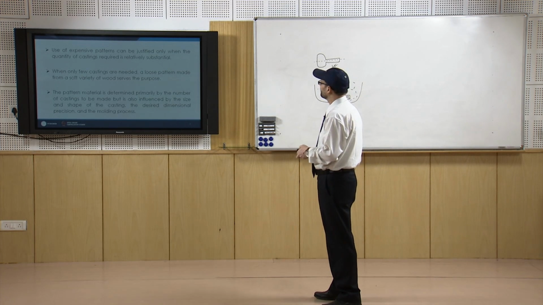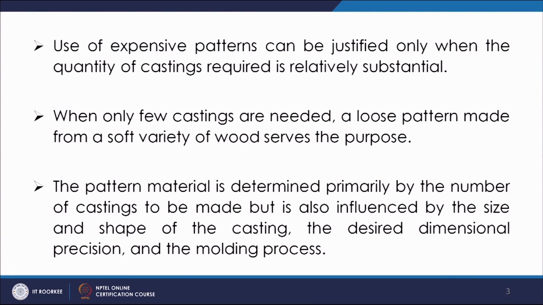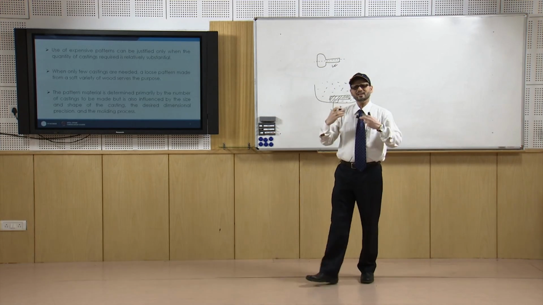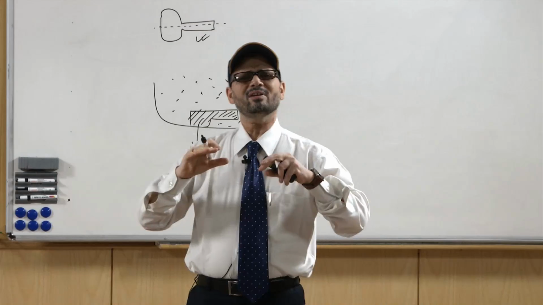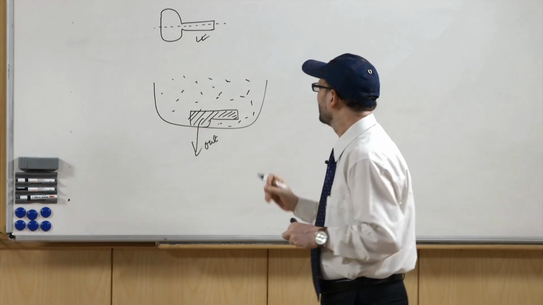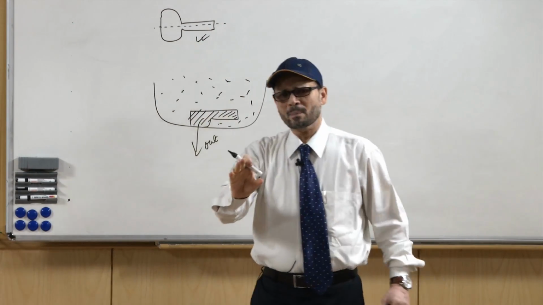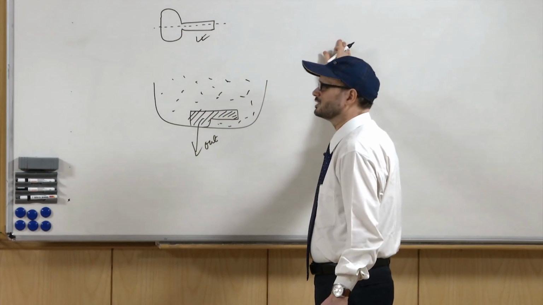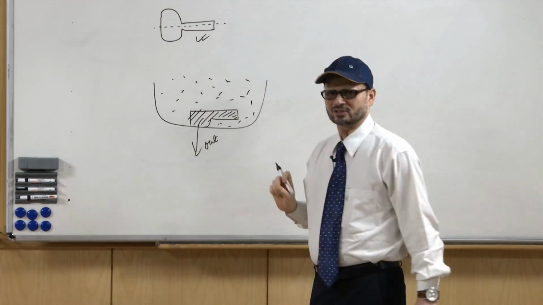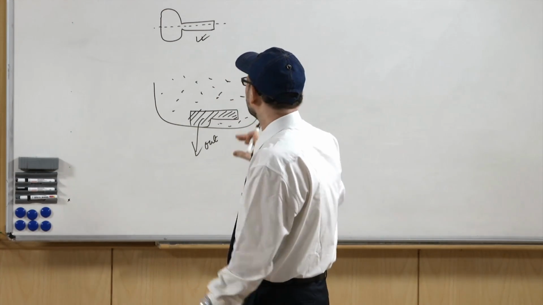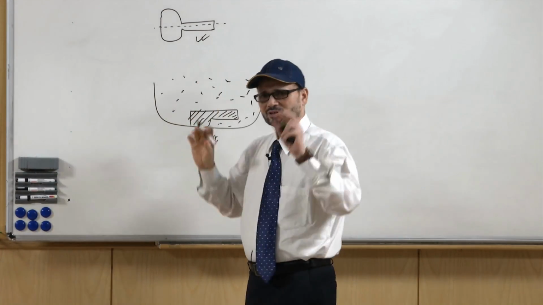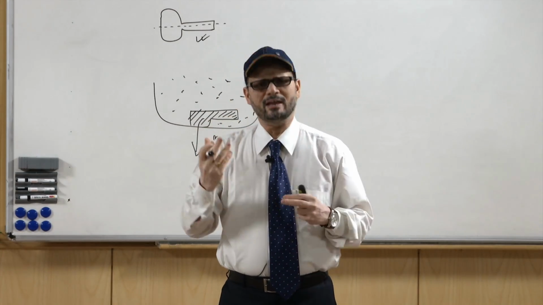Use of expensive patterns can be justified when the quantity of castings required is relatively substantial. Normally we have to see the degree or level of production for our unit. A pattern is used and then we take it out, and further we use the same pattern for another casting. As we know, the pattern can be used a single time, or it may be used many times.